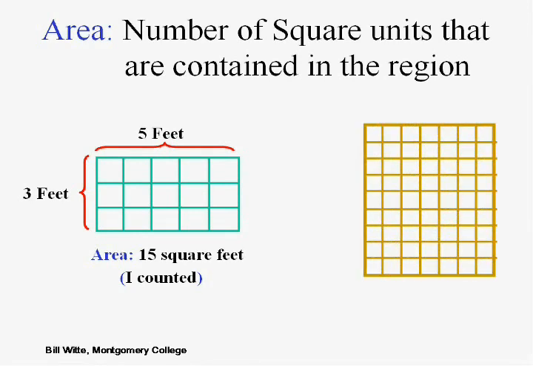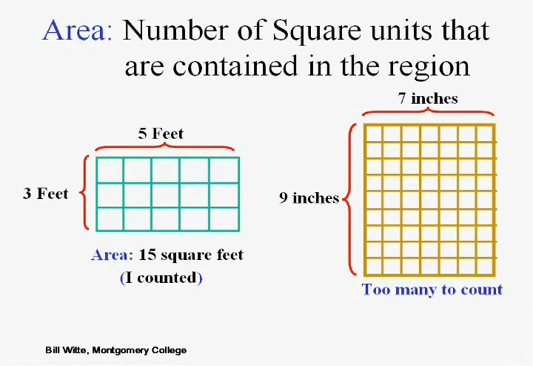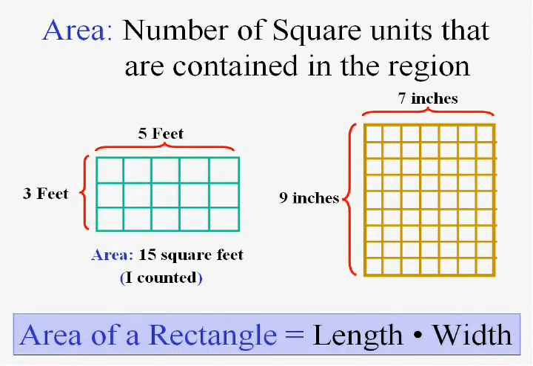Because if we have something like this that has 9 inches by 7 inches, and you're thinking to yourself, there's too many to count, or you could count it but you don't feel like it, you can use that relationship, and that is that the area of a rectangle is always the length times the width. That's a fast way to count the boxes.